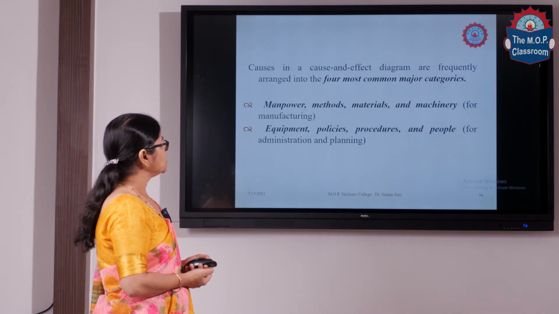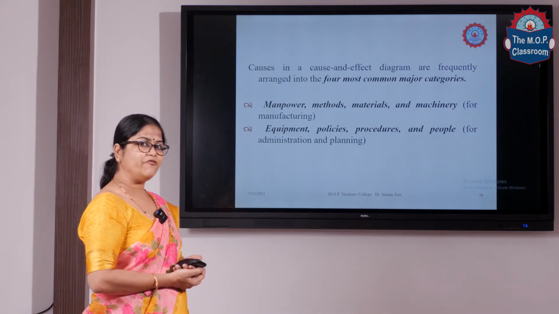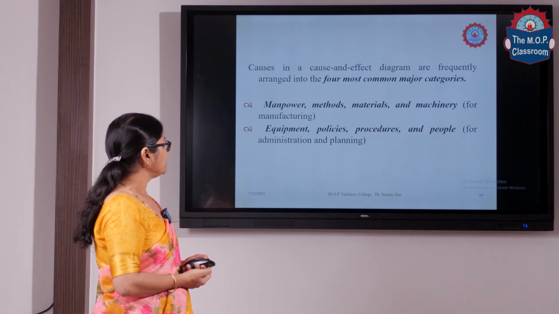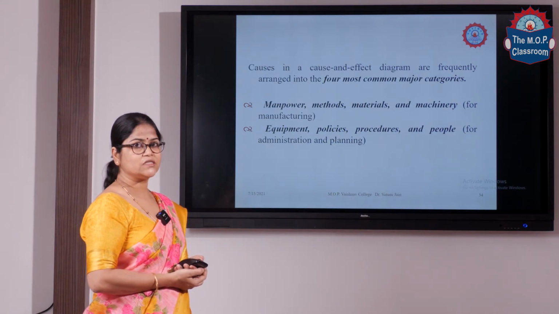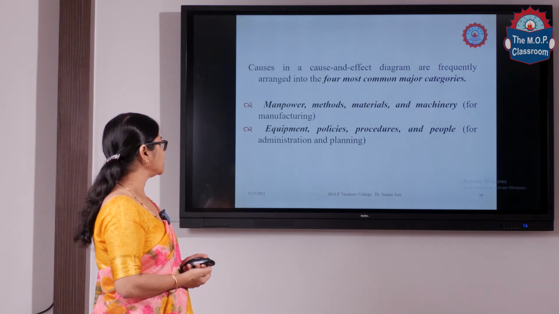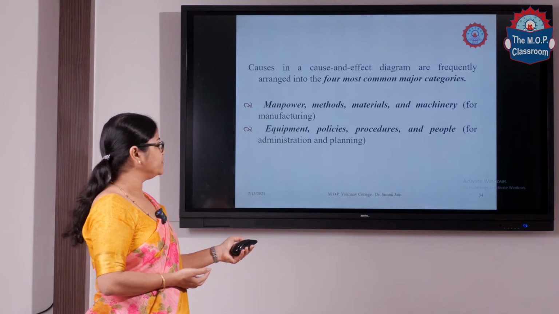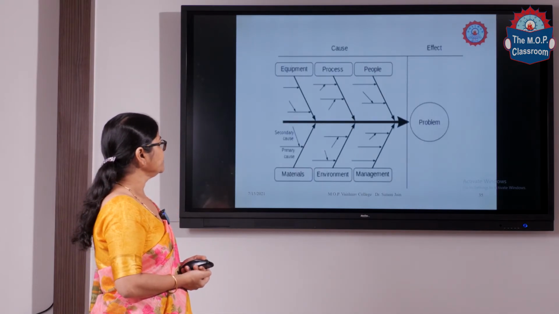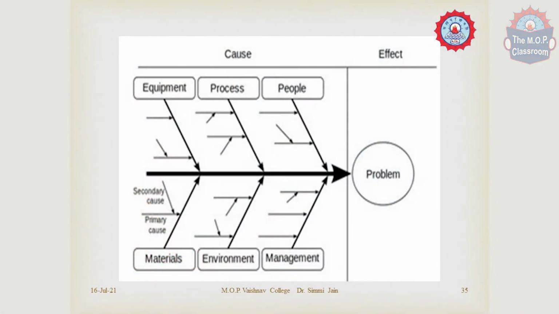They are frequently arranged into 4 most common major categories. For a manufacturing industry, manpower, methods, materials and machinery are the causes for an effect, whereas for an administration and planning industry, equipment, policies, procedures and people are commonly used. As you can see in this diagram, we have on the left hand side the causes and on the right hand side the problem of those causes.